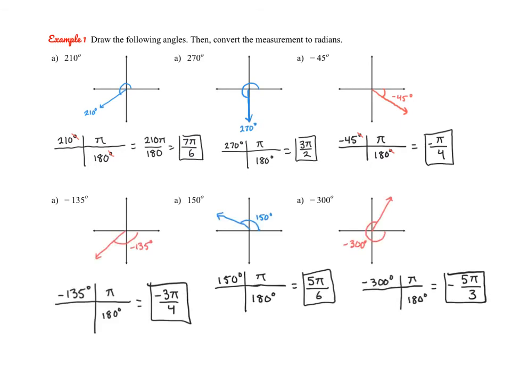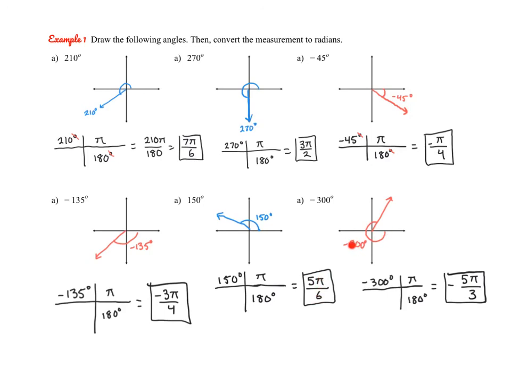All right, go ahead and check your work. So negative 135 falls down here in quadrant 3. Here's my conversion, and it becomes negative 3 pi over 4. 150 degrees falls in quadrant 2. Here's my conversion, giving us 5 pi over 6 radians.